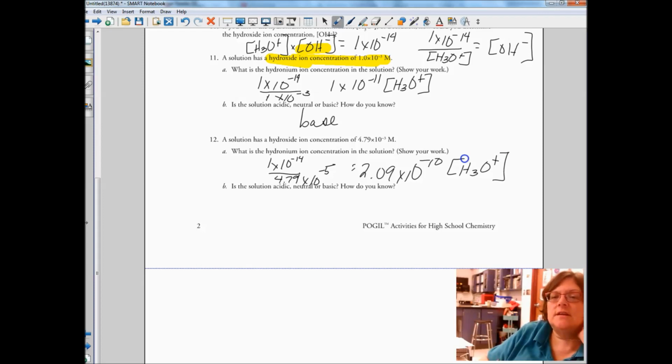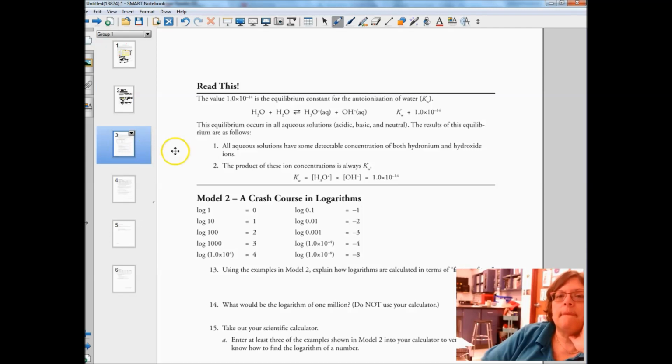Is the solution acidic, neutral, or basic? Well, that's a pretty small hydronium ion concentration, so we're going to go with basic.